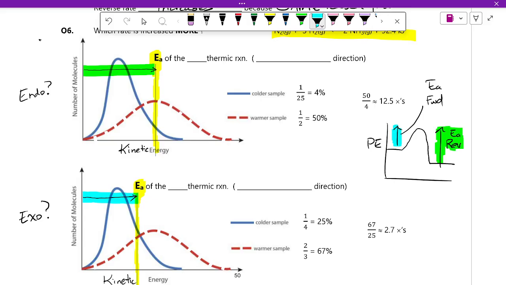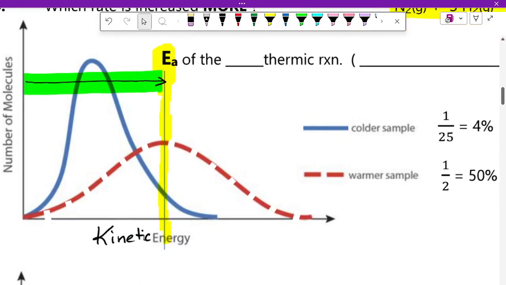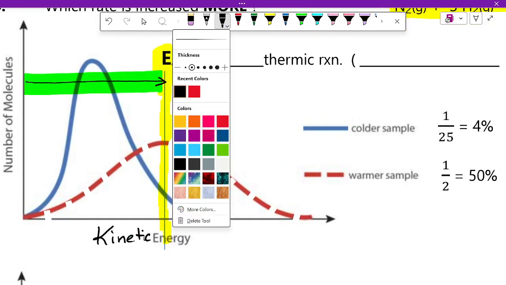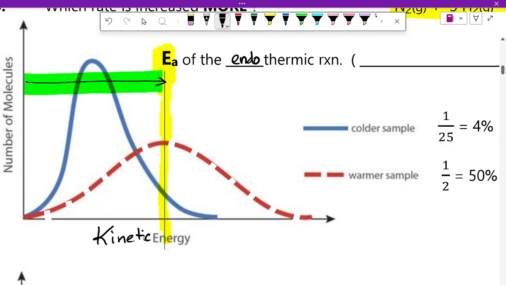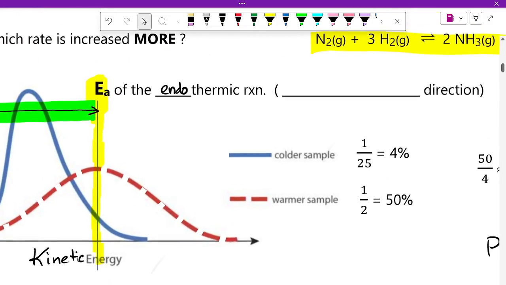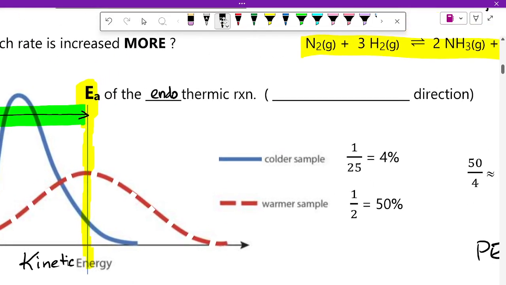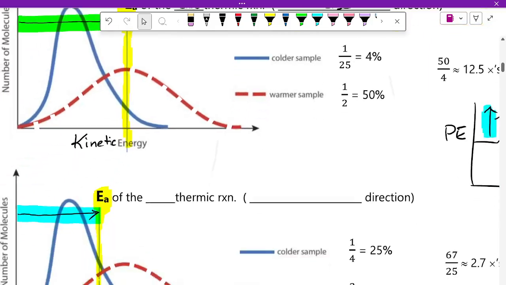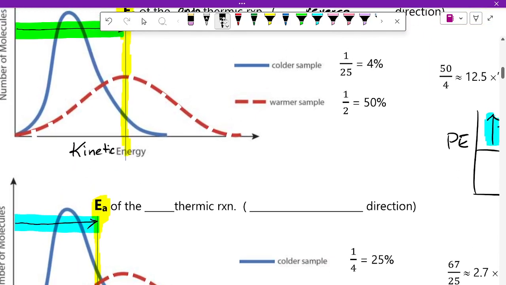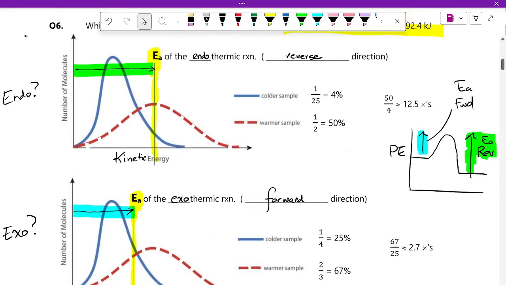So what that means is that the first one is endo, and that is the reverse direction. The second one is exo, so that is the forward direction.